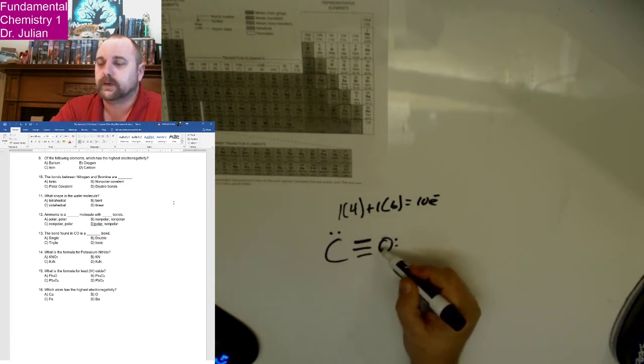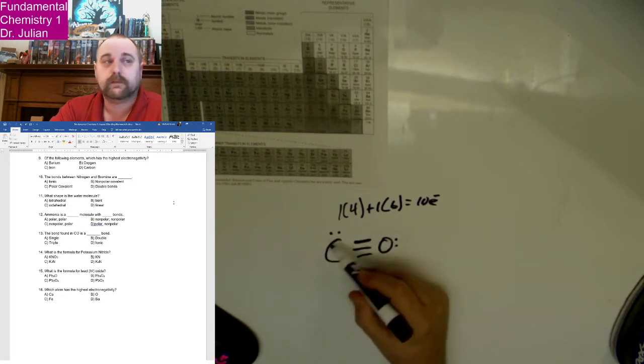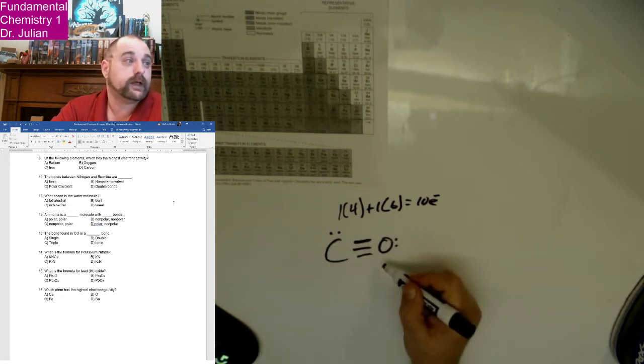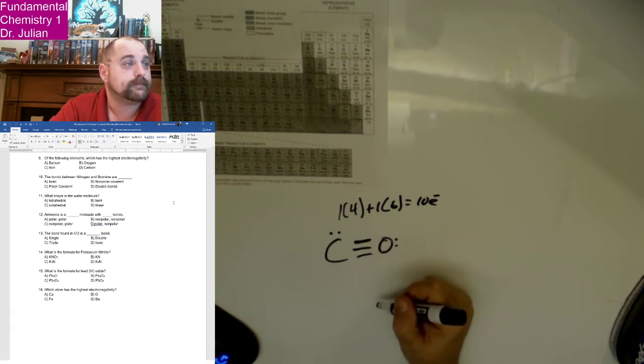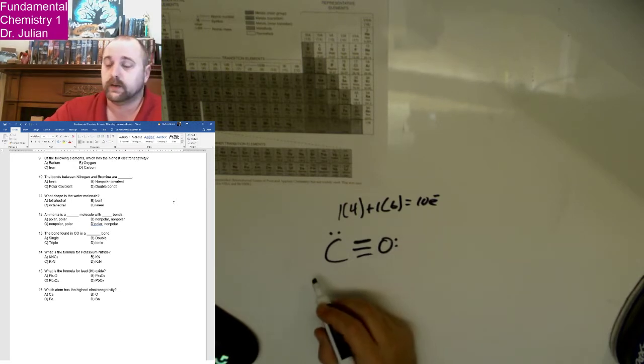Another lone pair off, make a triple bond. And now oxygen has 8, carbon has 8, and so this is a triple bond. Carbon monoxide is a triple bond. All right.